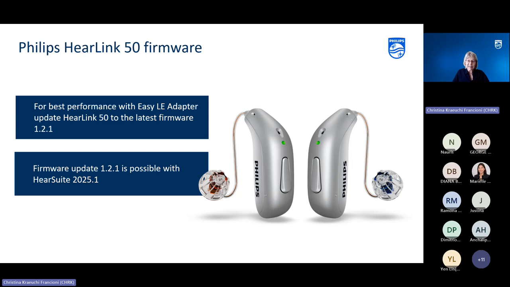To get the best experience when using the EasyLi adapter, we strongly encourage you to update the HearLink 50 to the latest available firmware, which is version 1.2.1. Do this before pairing and using with the EasyLi adapter. Then we can assure that the device works smoothly. Because with older software, it may happen that the hearing aid user can have distortions or connectivity problems because the previous software and firmwares do not officially support the EasyLi adapter.